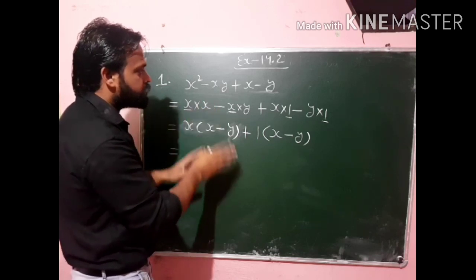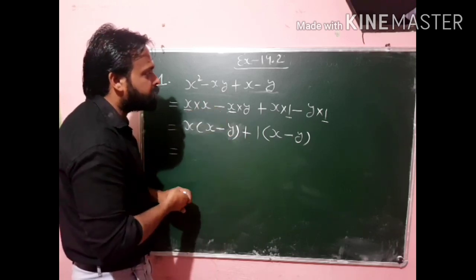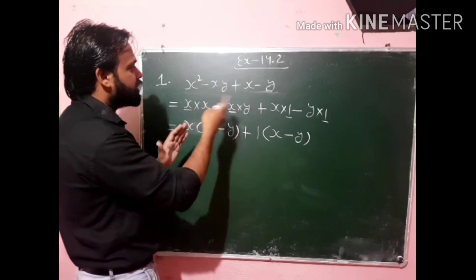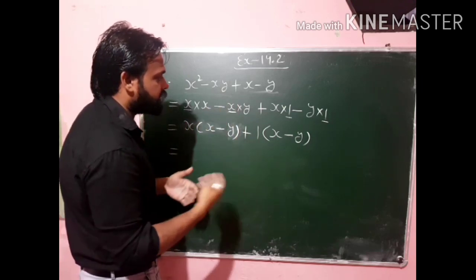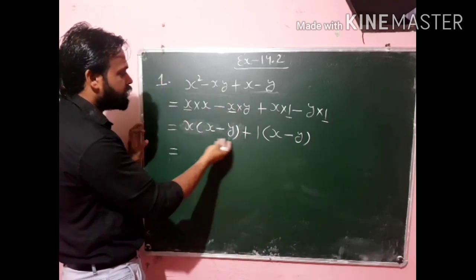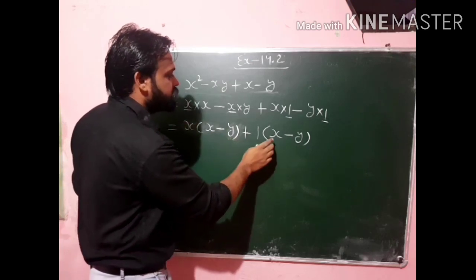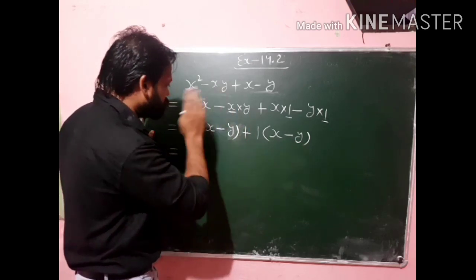So when you are going to solve the sums later on, then you will easily understand how we can make the groups also. So I will also explain the next terms. In this case you can see we got the common terms, x minus y, in this case also and x minus y in this case also.